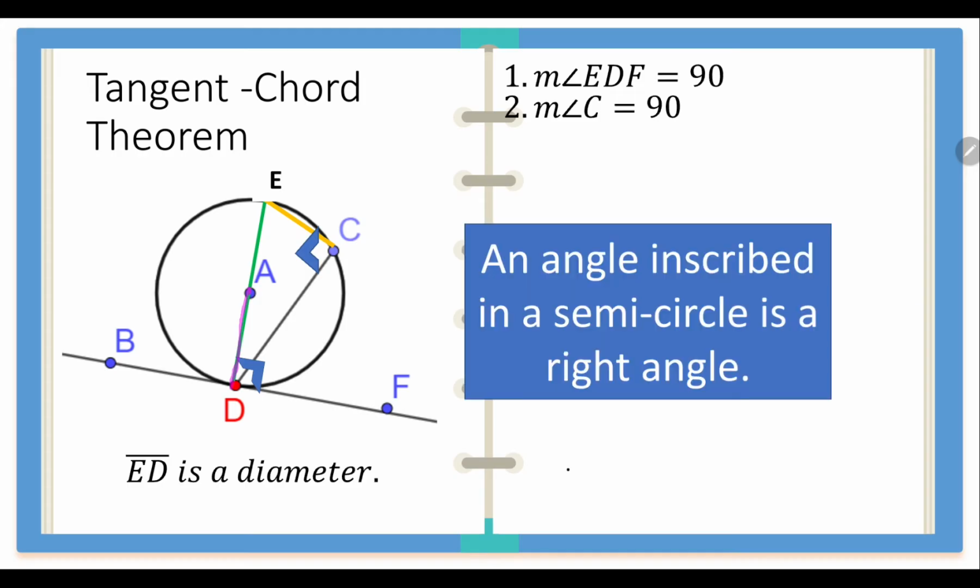Again, we can say that angle C is a right angle because an angle inscribed in a semicircle is a right angle. Where is that semicircle? Trace from point E to point C to point D. That is the semicircle, and opposite that semicircle is the diameter ED. So we can say that angle C is a right angle measuring 90 degrees.